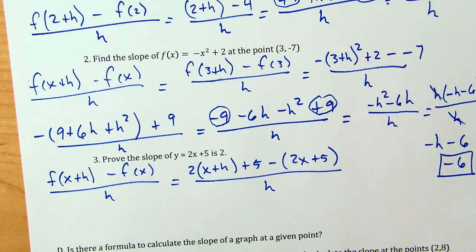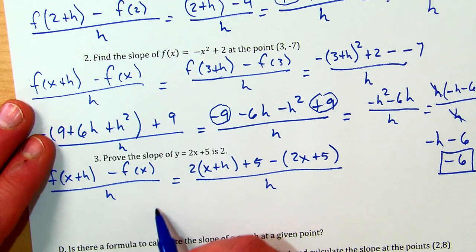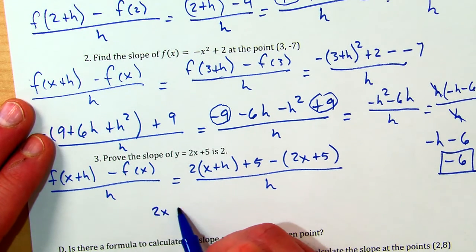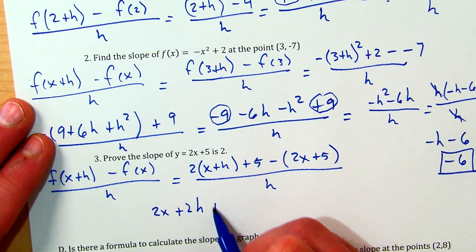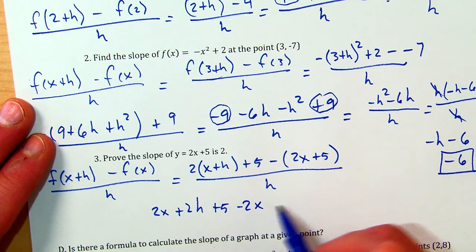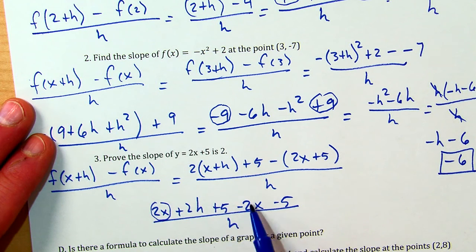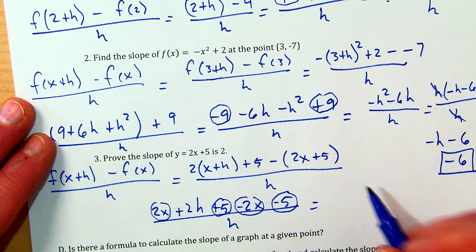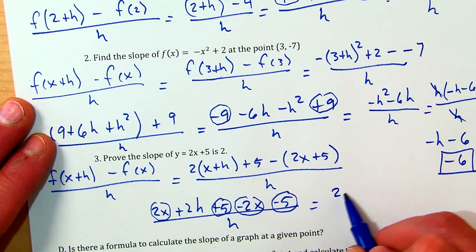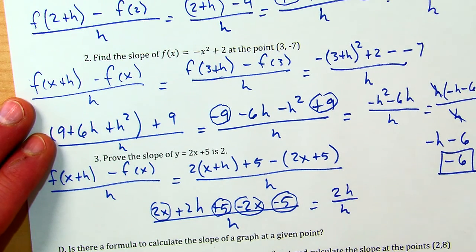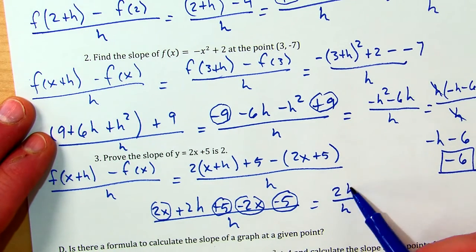Let's simplify this. In front, I have 2x, I'm just distributing, plus 2h plus 5 minus 2x minus 5 all over h. Let's circle the parts that cancel out. I see a 2x right here, a -2x here, a positive 5 here, a -5 here. So what it boils down to is 2h over h. Or in general, cross out, I just get 2.